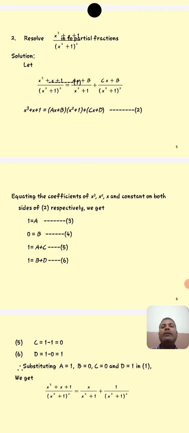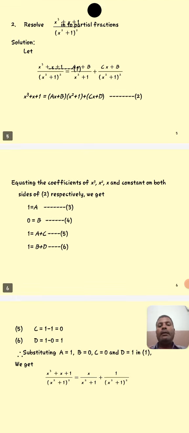Here x square plus 1 whole square is a repeated irreducible quadratic factor. So it is repeated 2 times. Then how to write in partial fraction format? Ax plus b divided by x square plus 1 plus cx plus d divided by x square plus 1 whole square. Here a printing mistake is there. Cx plus d is exactly right.